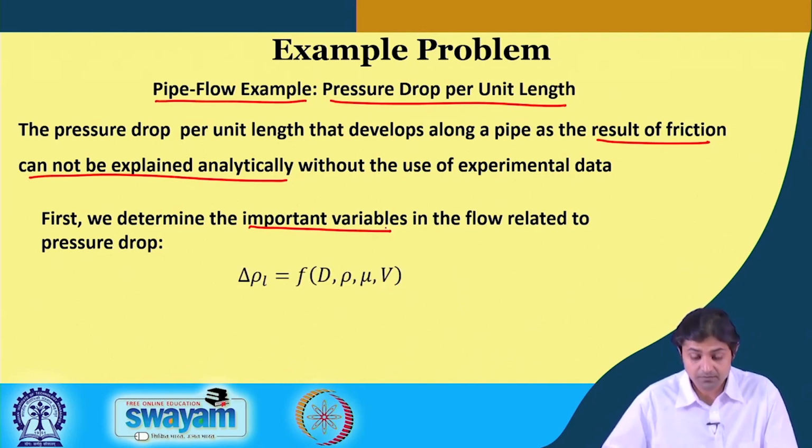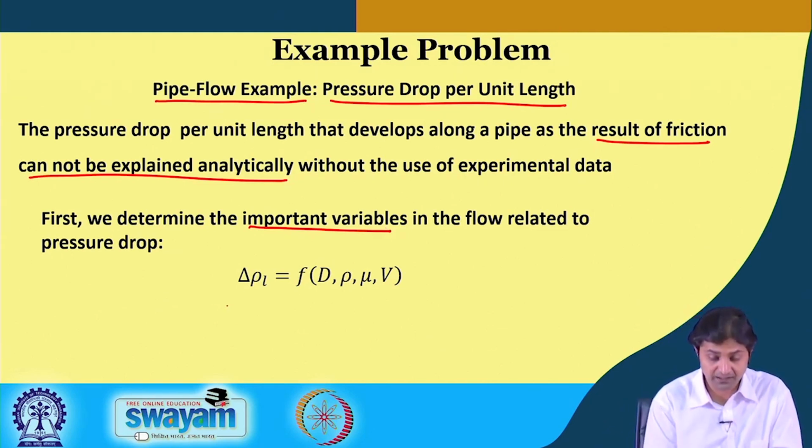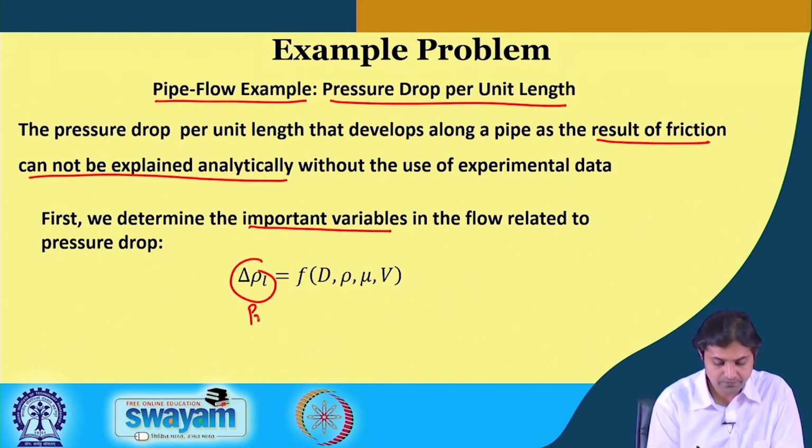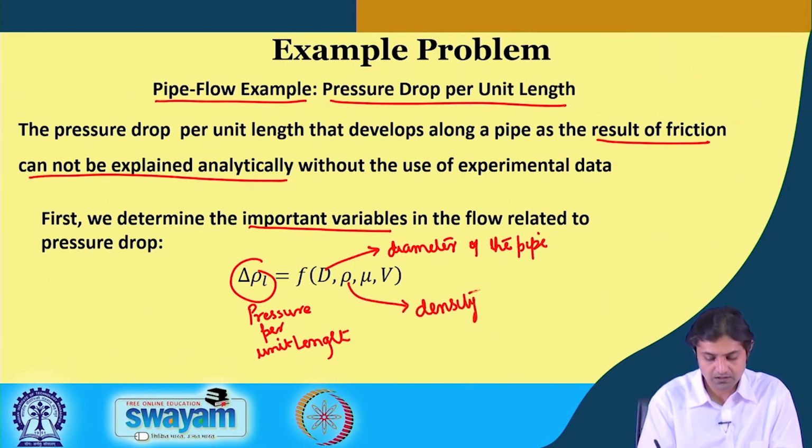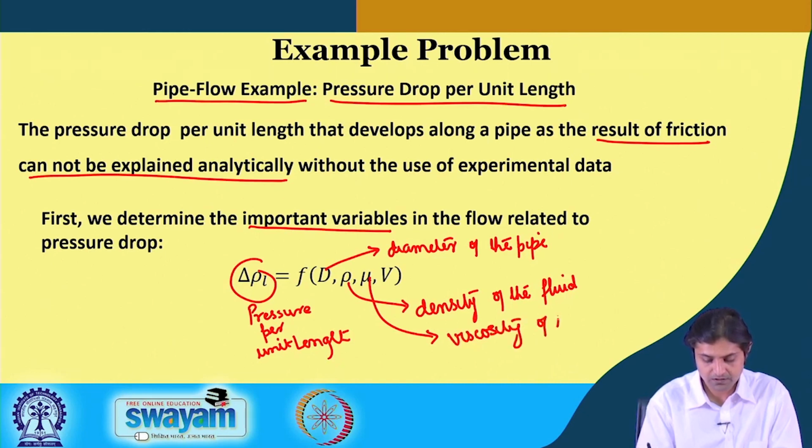So, when it comes to our mind, we can write that the pressure drop per unit length can be a function of d, the diameter of the pipe, rho, the density of the fluid, mu, the viscosity of the fluid, and of course, it should also depend upon the velocity of the flow. This is the most simplified assumption.